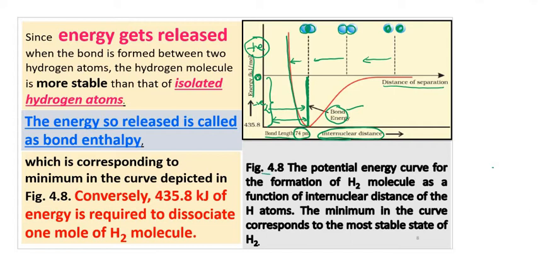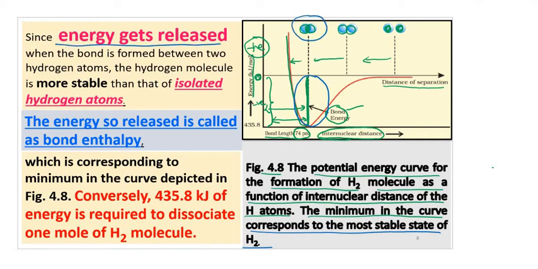So in figure 4.8 in our NCERT textbook, we can see the potential energy curve for the formation of a hydrogen molecule as a function of internuclear distance of the hydrogen atoms, right? The minimum in the curve, that is nothing but this part. This part is called the minimum, right? The minimum in the curve corresponds to the most stable state of the hydrogen. Is it clear, students?